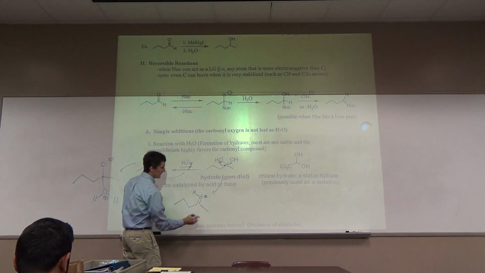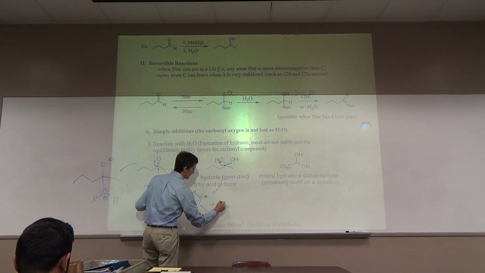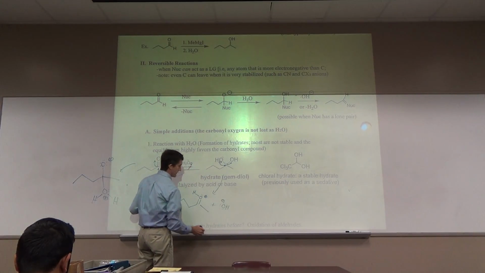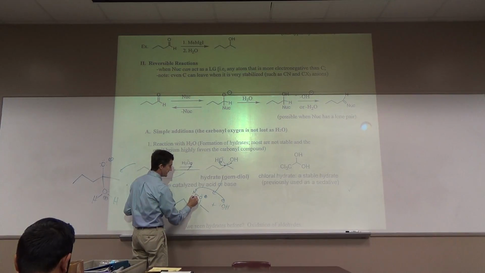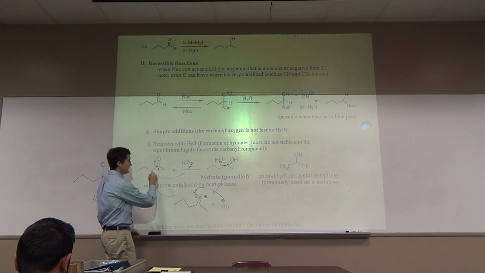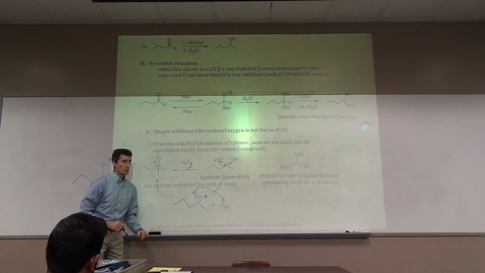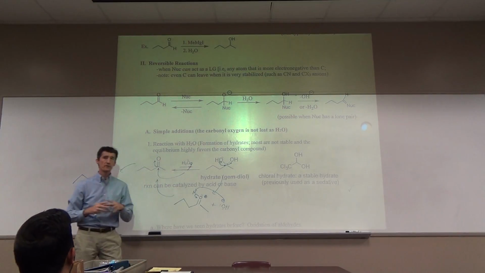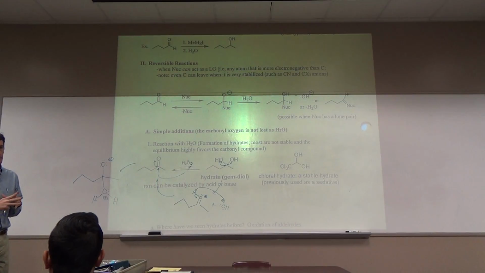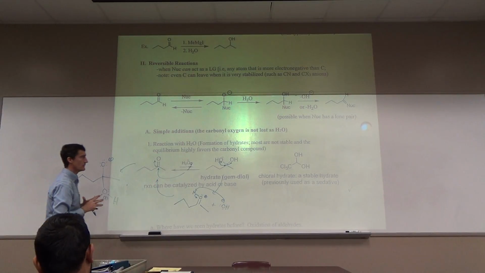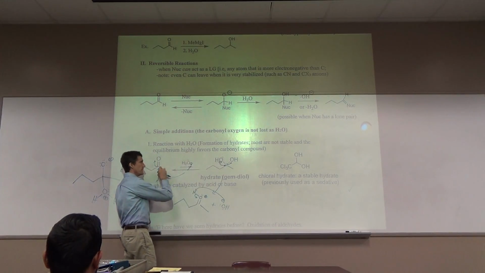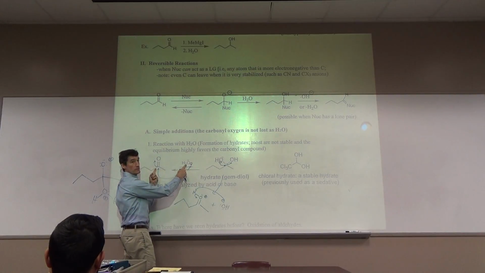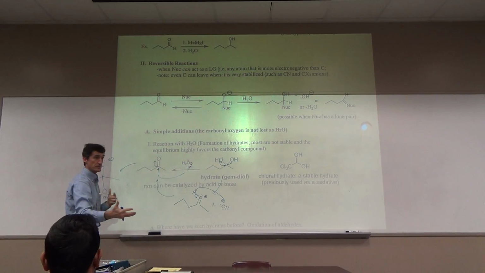We get to this, plus what? Then this can take the H, leave that behind, and there you go. You get your carbonyl plus water. This is favored because the carbonyl bonding is so strong. Also, when you go from here to here, you go from one molecule to two. So it's also favored by entropy.